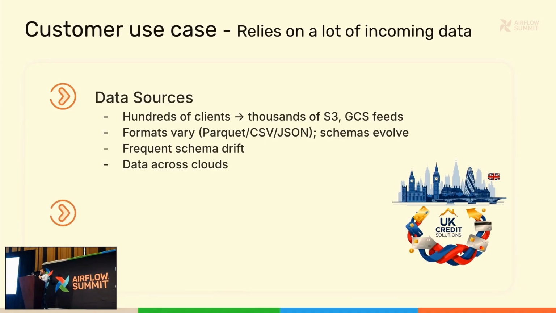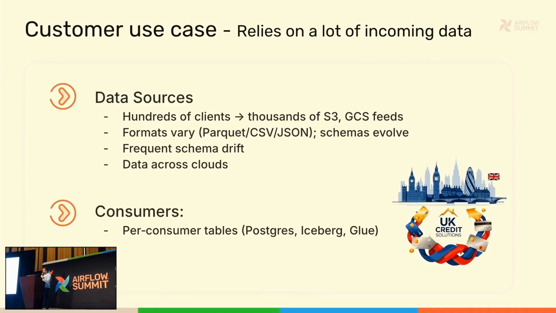These are the data producers and data sources. Now, on the consumer end, each consumer has tables downstream. Those could be Postgres, Iceberg, Glue, again different destinations and formats, and any schema drift upstream is going to impact the downstream consumers. A recent example: one of the data producers added email ID and phone number as columns that showed up, and one of the consumers who used Glue had their pipeline break.